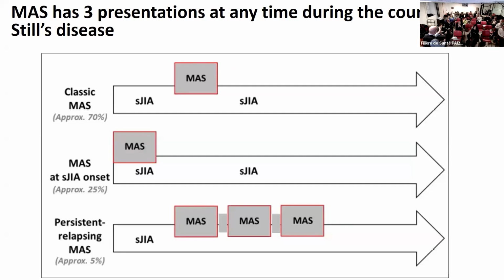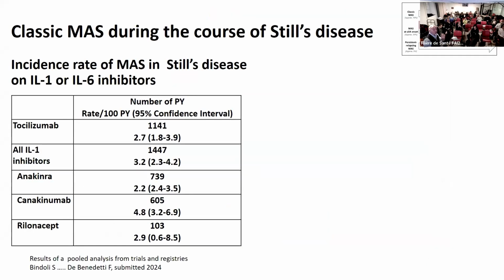So they pose three different challenges from a diagnostic point of view. Classic MAS, we controlled the disease with IL-1 and IL-6 inhibitor, but we didn't get rid of MAS, and this is very clear.